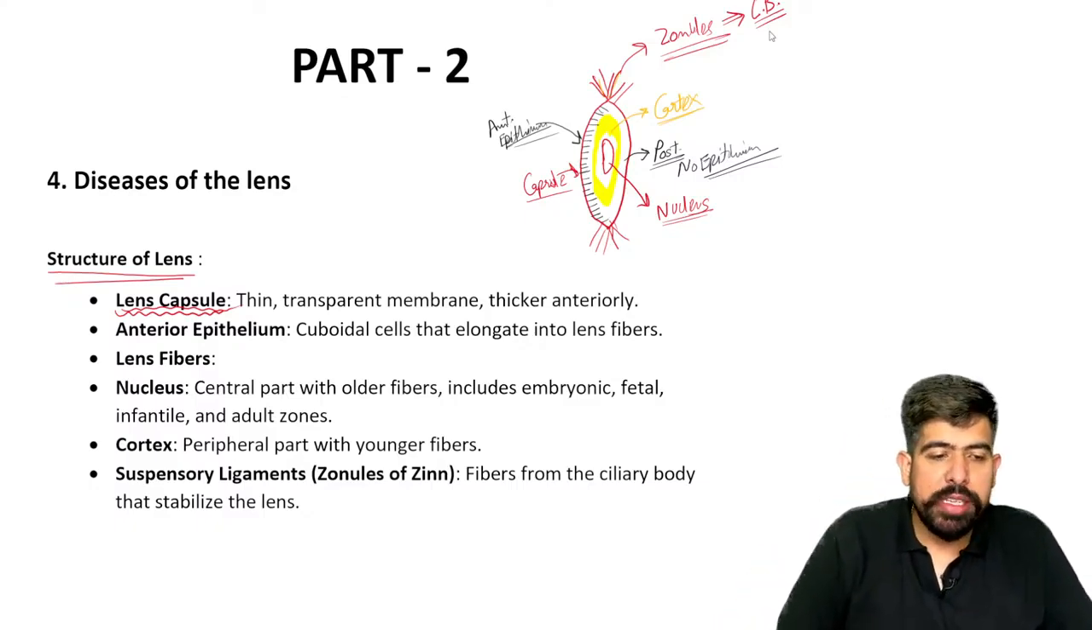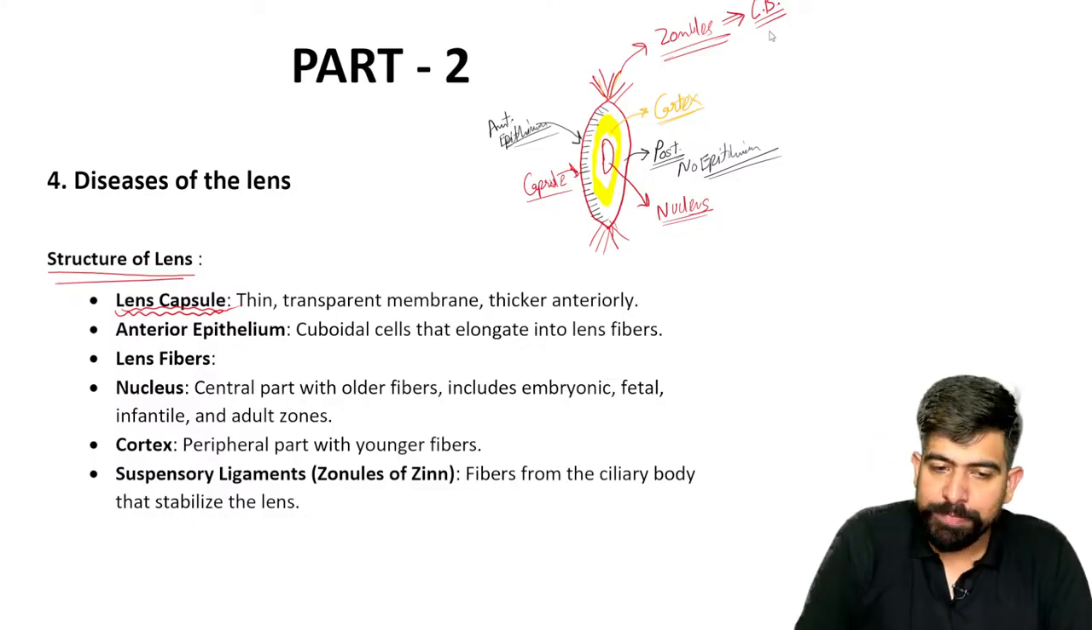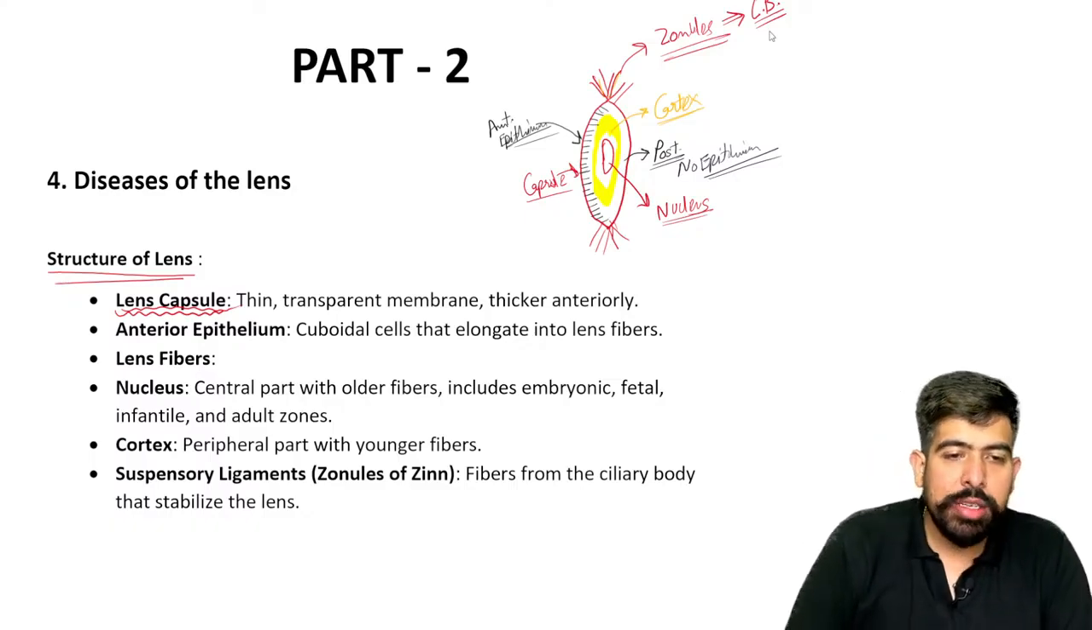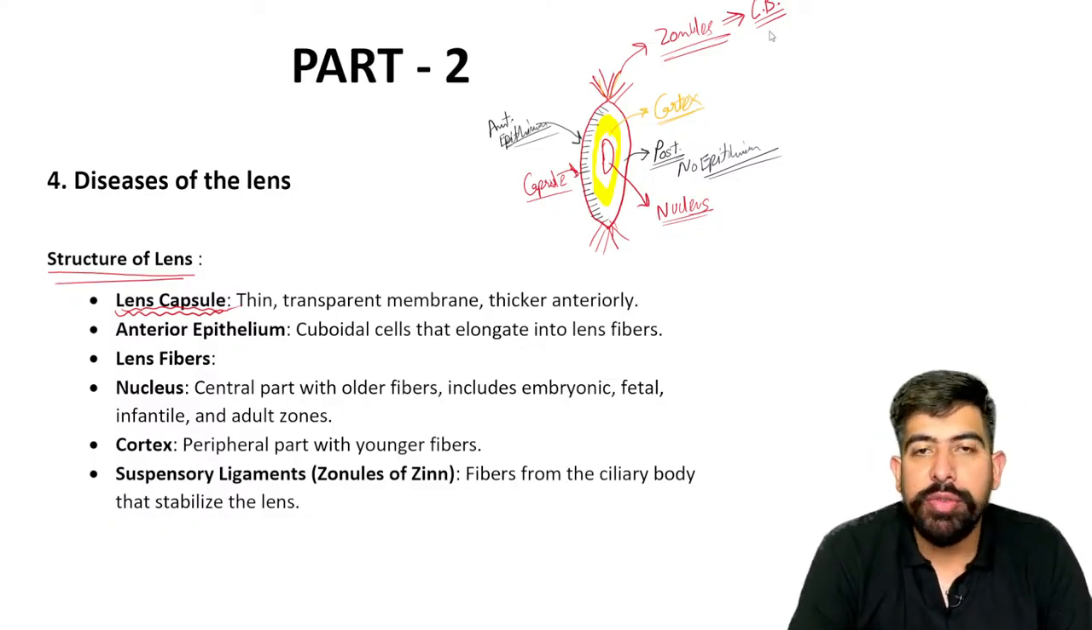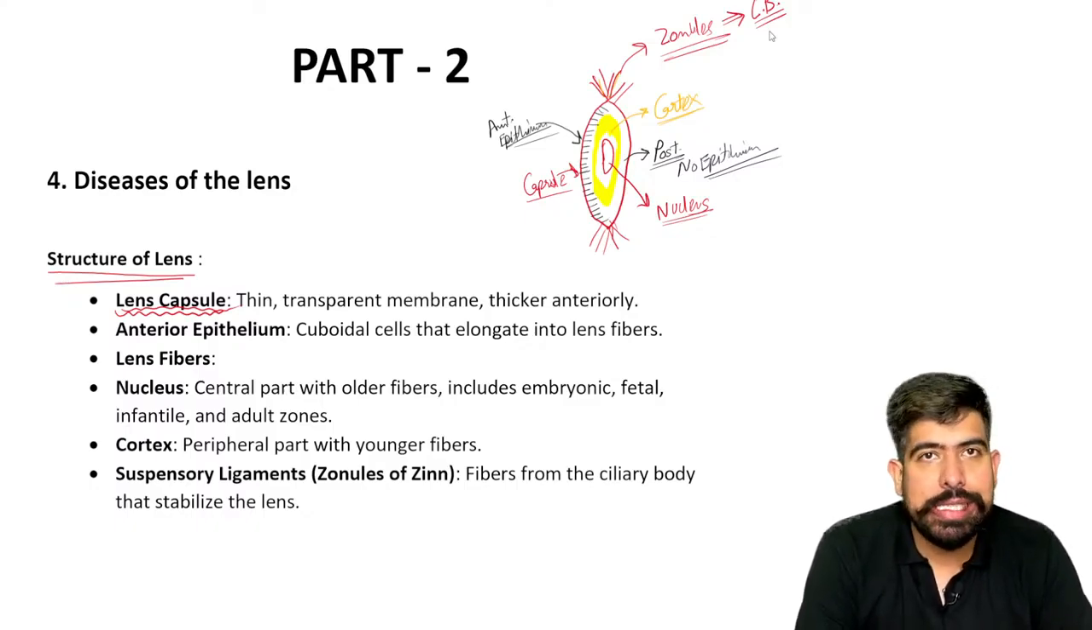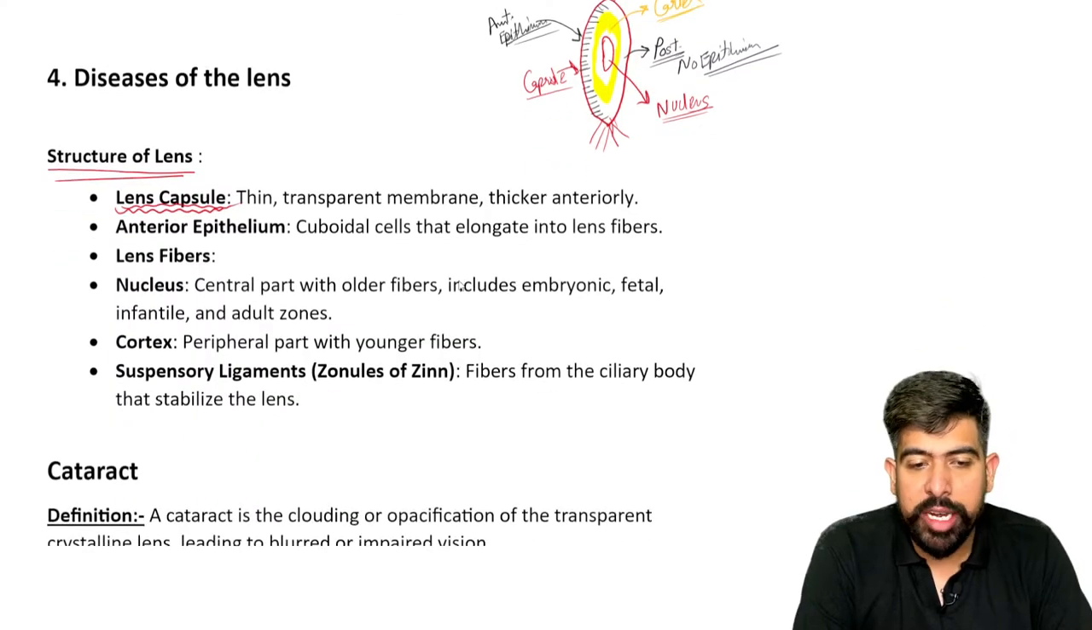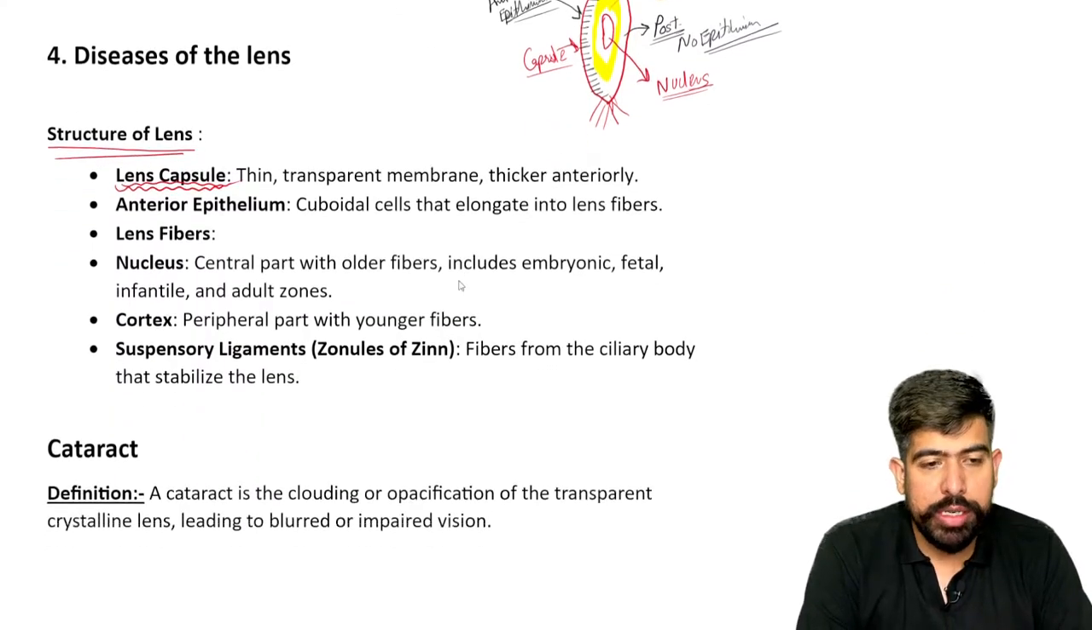The zonules of Zinn, also known as the suspensory ligament. Now, why am I talking about all these things? Because when we are talking about cataract surgery, we have to talk about these structures. So this is a very, very important thing which you have to understand.